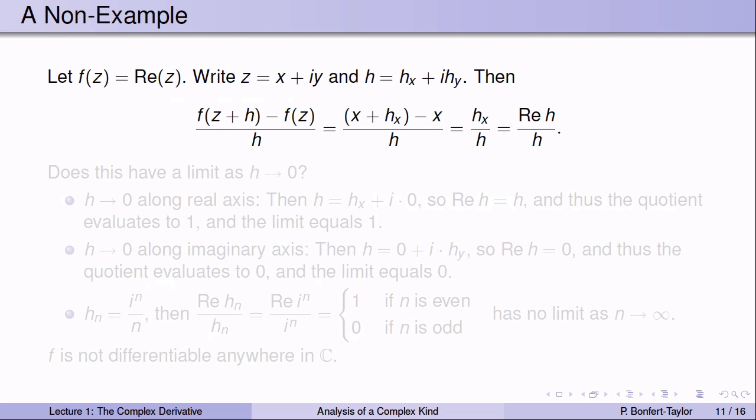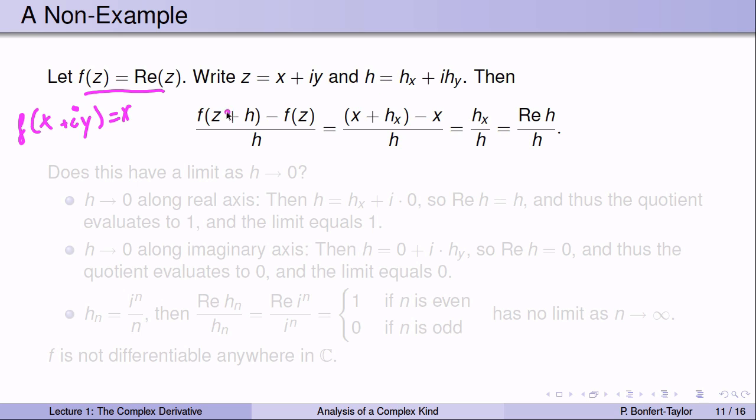Here's a non-example, a function that is not complex differentiable. f of z equals the real part of z. In other words, if you write z as x plus iy, then f of x plus iy is simply the real part of what we plug in, so it's just the x.